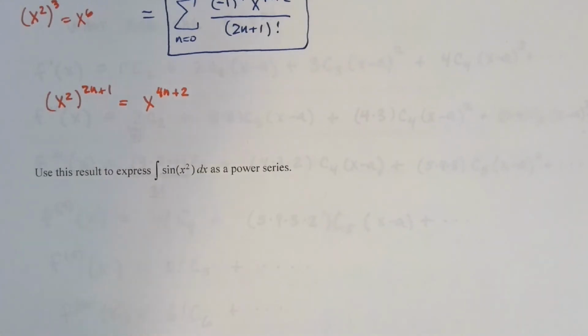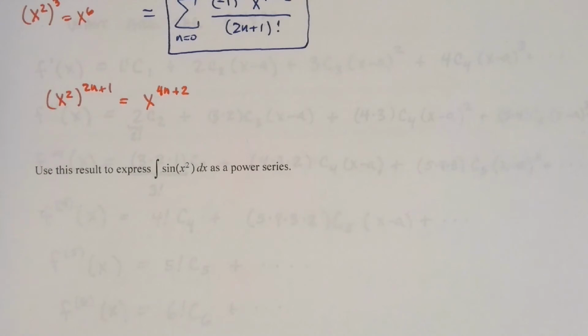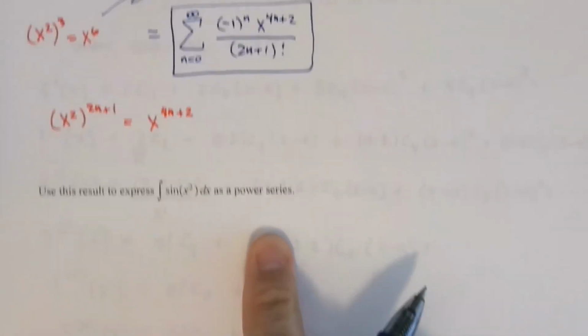It certainly involves a trig function, but none of the trig integral techniques, trig substitution, partial fraction decomposition, integration by parts, none of these are going to work. In fact, the antiderivative for this function cannot be expressed as a finite combination of our normal algebraic and transcendental functions. But it can be expressed as a power series. And how do we do that?